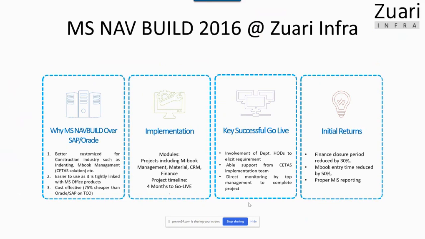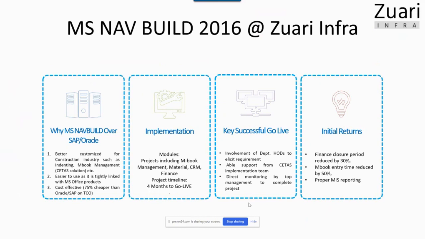In SAP and Oracle, we found that they have a system which caters to MBOOK or measurement book management, but it was not what we were looking for, because we had certain specific requirements. For example, the length, breadth, and height of a particular activity needs to be captured along with quantity and percentage complete. That was not there in those ERPs. While in MS NAVBuild, we found that it is already there through Cetas' NAVBuild solution, which they have already built. That way it was better customized.